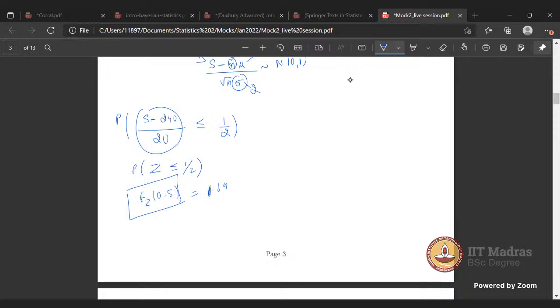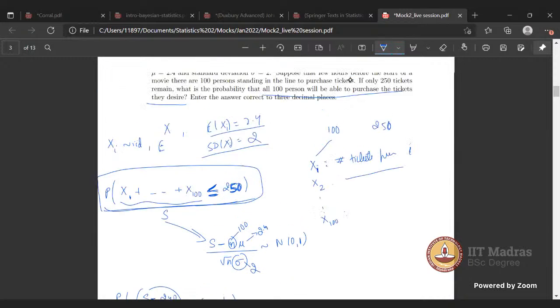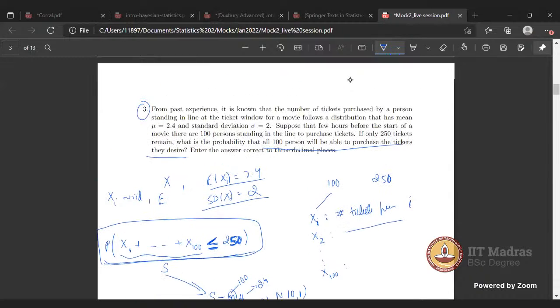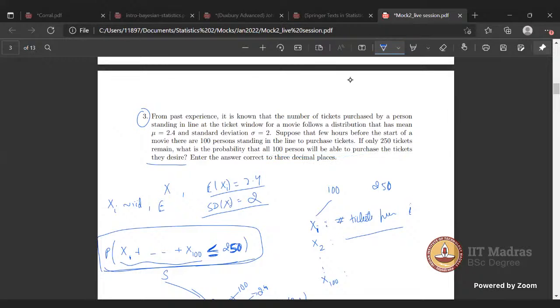Ma'am, I didn't understand the first line here. So the sum of all the random variables, how is it less than or equal to 250? Yeah, look at this part. Suppose that a few hours before the start of the movie, there are 100 persons standing in line to purchase tickets. If only 250 tickets remain, what is the probability that all 100 persons will be able to purchase the tickets they desire? So this is what we have to find. We have to find the probability that all those 100 people standing in line will be able to buy whatever they want.